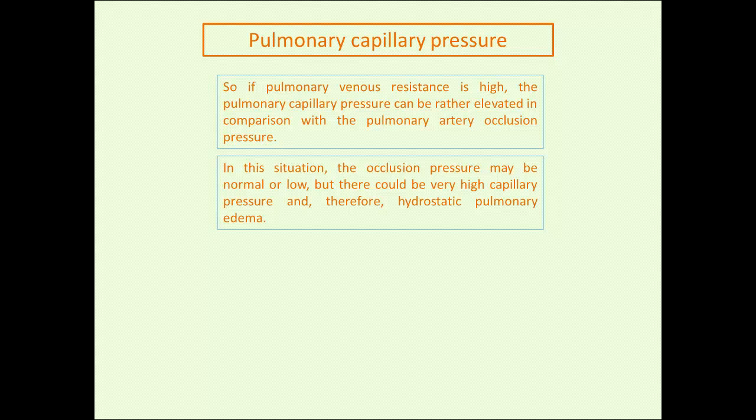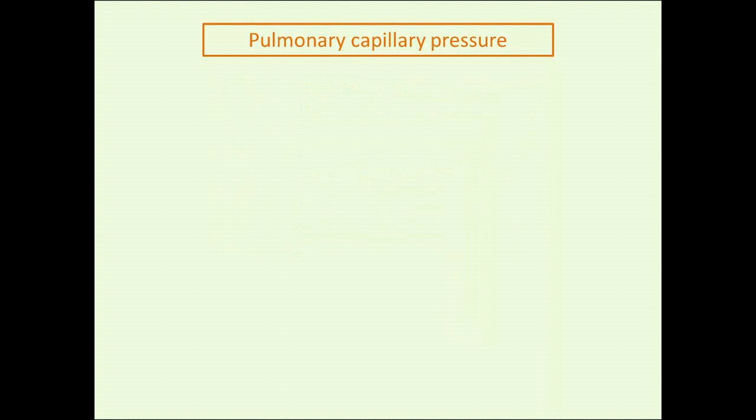So as I mentioned, the occlusion pressure may be normal or low, but there could be a very high capillary pressure, and therefore, despite a normal pulmonary artery occlusion pressure, you could have a very high capillary pressure and therefore have hydrostatic pulmonary edema in the face of normal or low occlusion pressure. Okay?